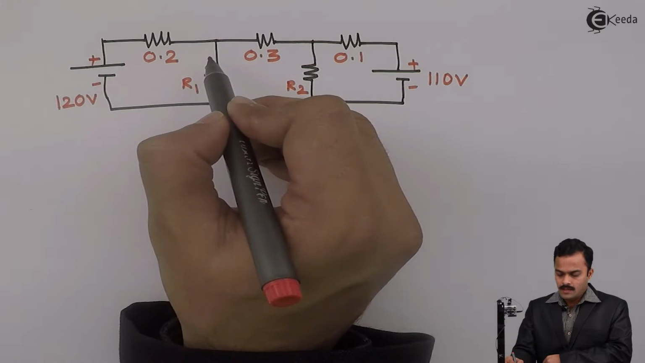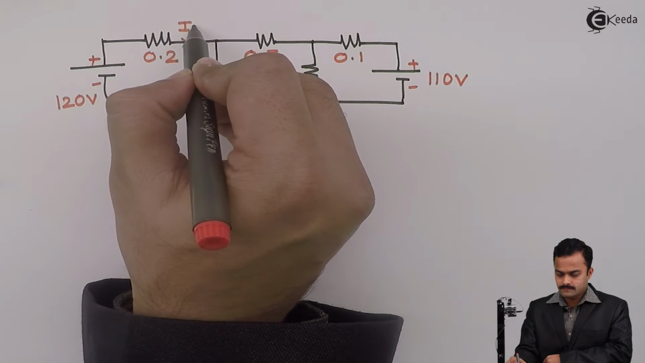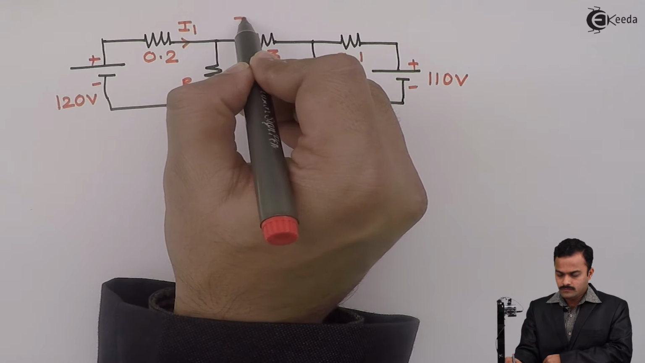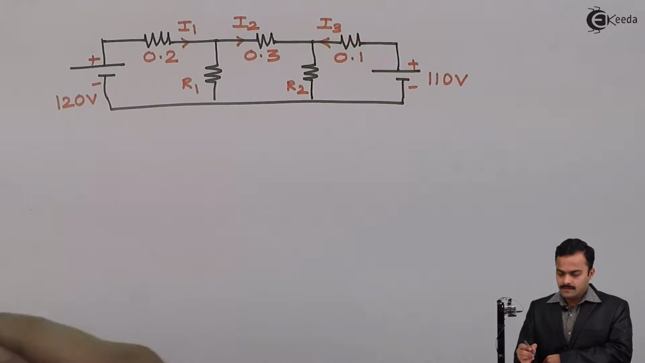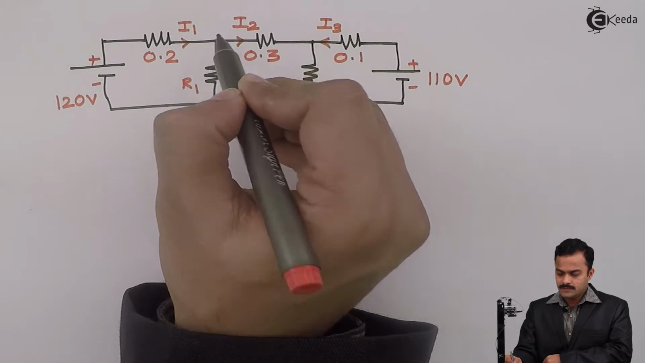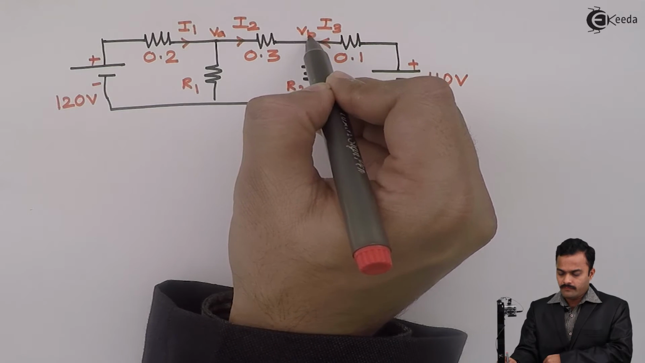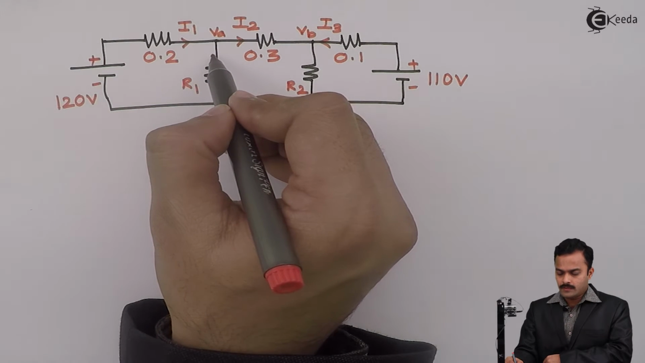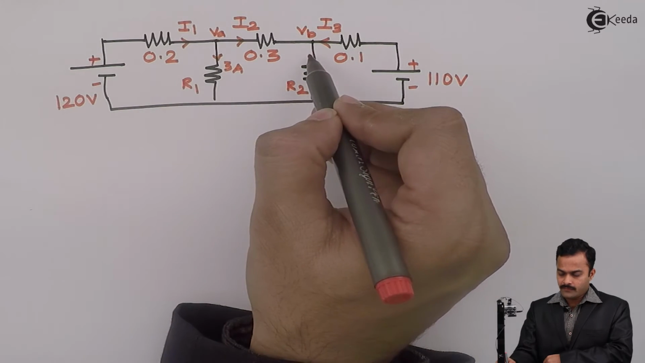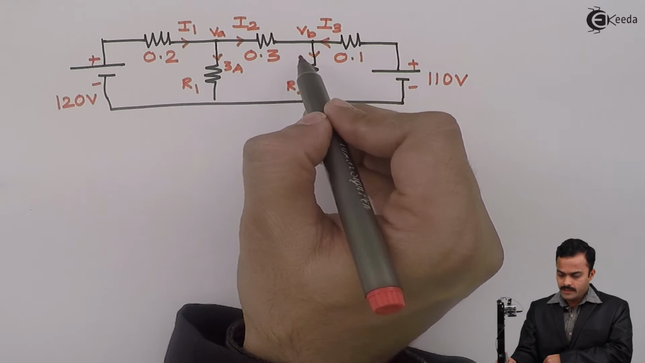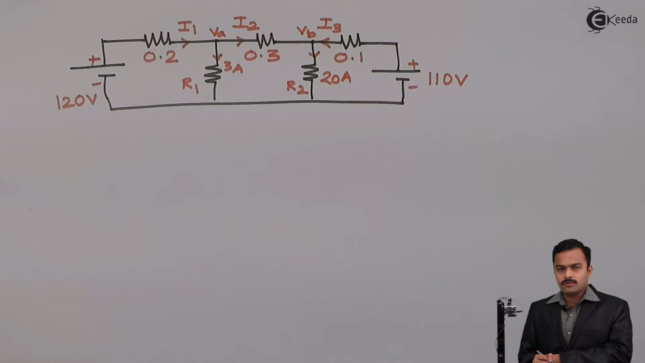and R2, and currents are given, meaning here current is given as I1, I2, I3, and voltages of these two nodes are given, VA, VB, and current flowing through R1 is given as 3 ampere and current flowing through R2 is given as 20 ampere. Now the objective is to find out all the unknowns.